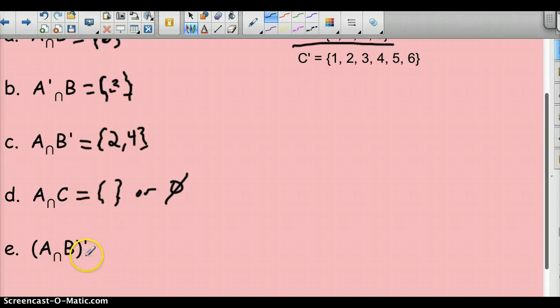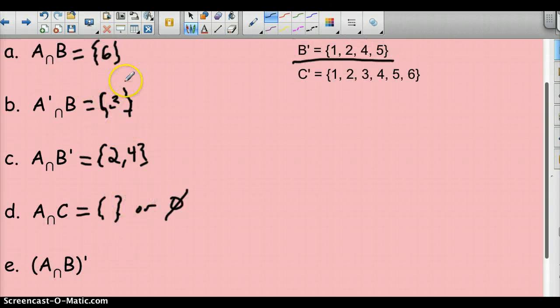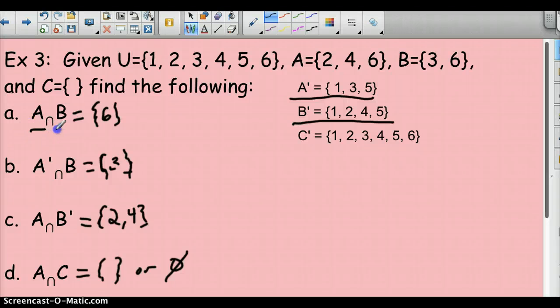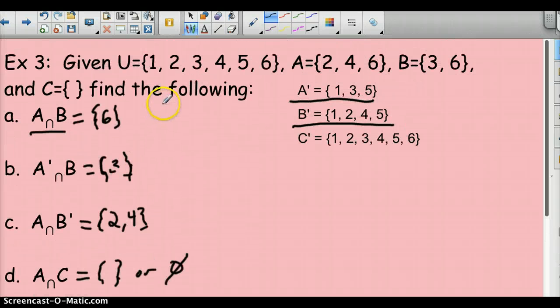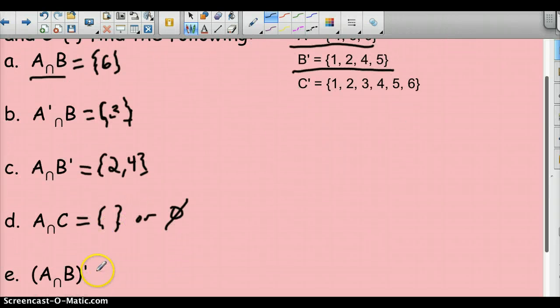Final one, A intersected with B complement. Well, I have A intersected with B right here. Here is A intersected with B. And if I want the complement of that, I want all elements that are in the universal set but aren't in the A intersect B. Well, the universal set is 1 through 6. What elements are not in A intersect B that are in the universal set? 1 through 5 are. I believe the answer to the bottom one is 1, 2, 3, 4, and 5. Pretty simple idea going on right there, guys.